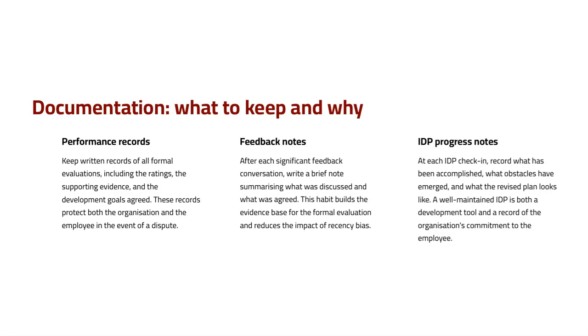It's crucial to keep proper documentation, and here's what you should focus on. First, performance records are essential. Make sure to keep written records of all formal evaluations, including ratings, supporting evidence, and agreed-upon development goals. This protects both the organization and the employee if any disputes arise. Next, after each significant feedback conversation, write brief feedback notes summarizing what was discussed and agreed. This not only builds a solid evidence base for formal evaluations, but also helps minimize the effects of recency bias.